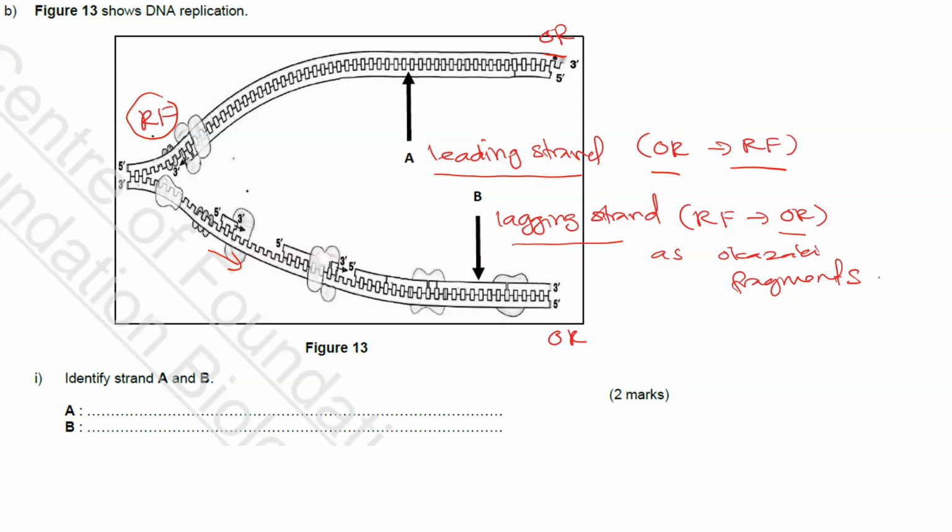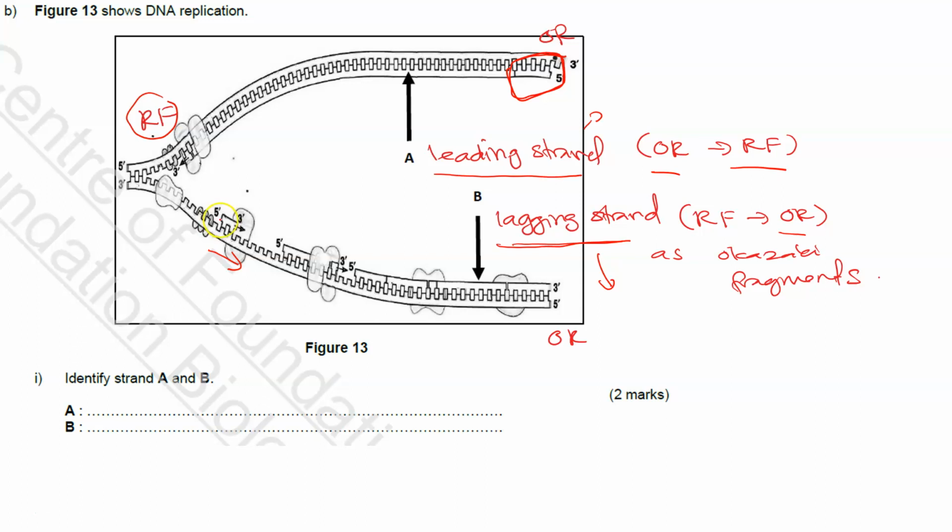Okay, so the leading strand is synthesized continuously in the 5 to 3 prime direction, and it only requires one primer. Okay, it only requires one primer. And as for the lagging strand, it is synthesized discontinuously as Okazaki fragments.